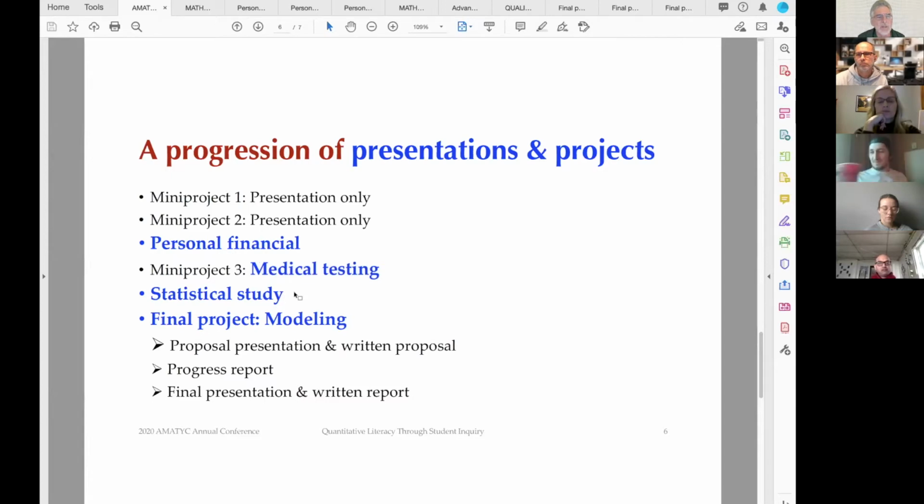statistical questions. And then the final modeling project actually counted 31% of their grade between the proposal presentation, the written proposal, the written progress report, the final presentation that was made during the final exam period, and the written report. If you add all those components up, it was 31% of the grade. So I've really structured the course to build towards this final modeling project as the capstone experience.